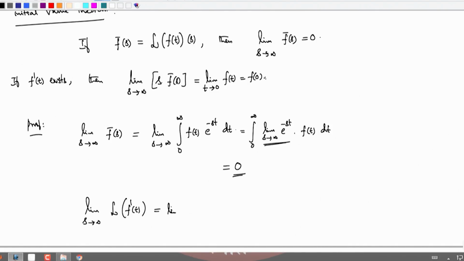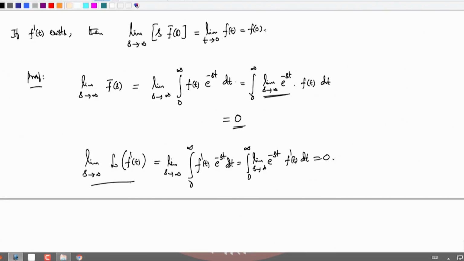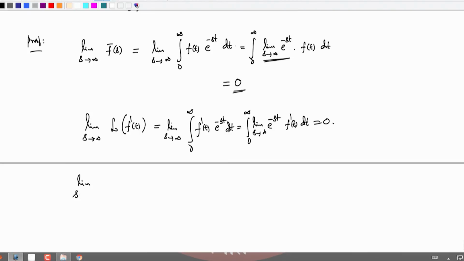This is again the limit as s goes to infinity. By the same argument you can show that the integral of e power minus st times f dash of t dt, as s goes to infinity, is actually 0. But then what does it mean? We have already seen that the limit as s goes to infinity of the Laplace transform of the derivative of the function, which is s f bar of s minus f of 0, has to be 0.